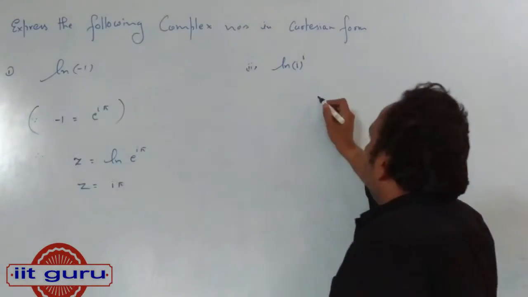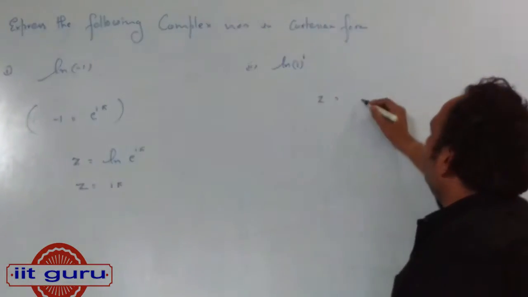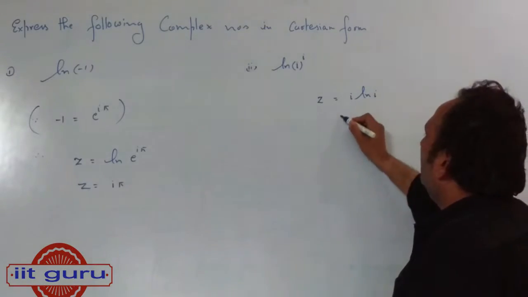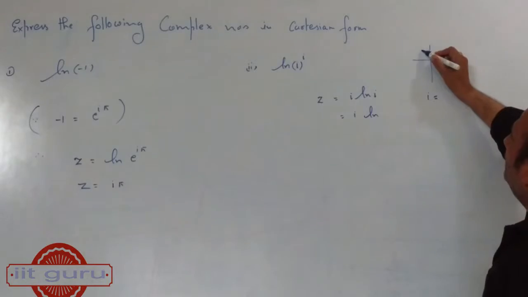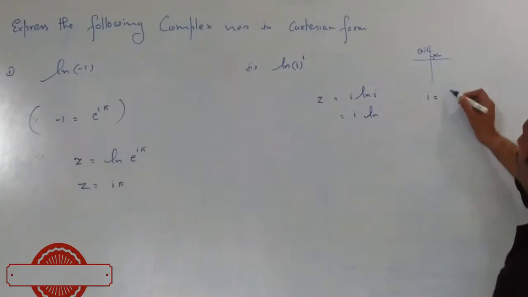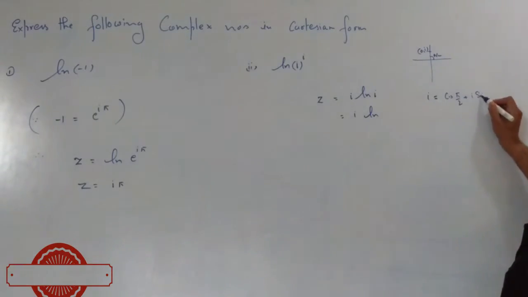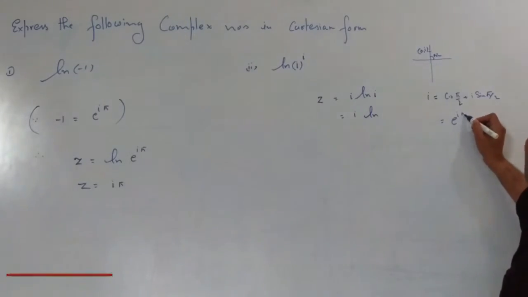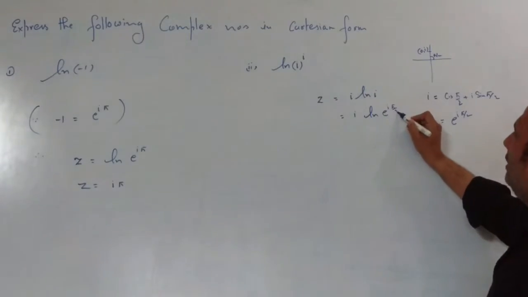What about this one? Let this be z. Now as this is i to the power i, so ln of i to the power i, we say i ln of i. And for this i on the Argand plane, that is the point (0, iota), at angle pi by 2. So we can say cos pi by 2 plus iota sin pi by 2. Better you write e to the power iota pi by 2. So for i we can write e power iota pi by 2.